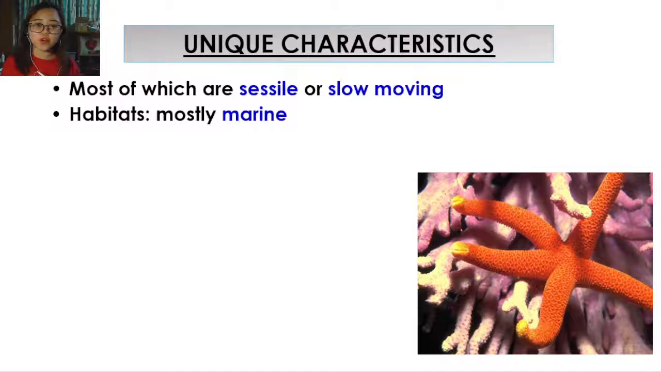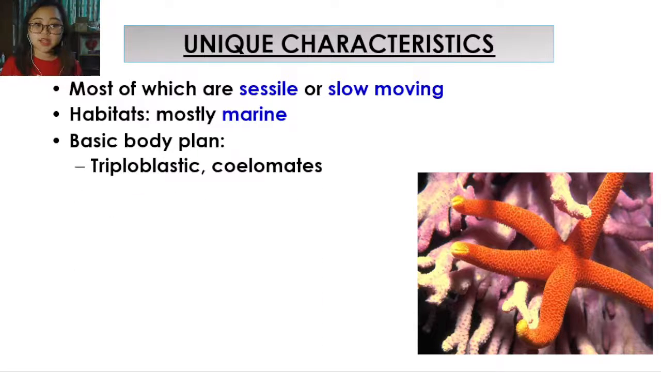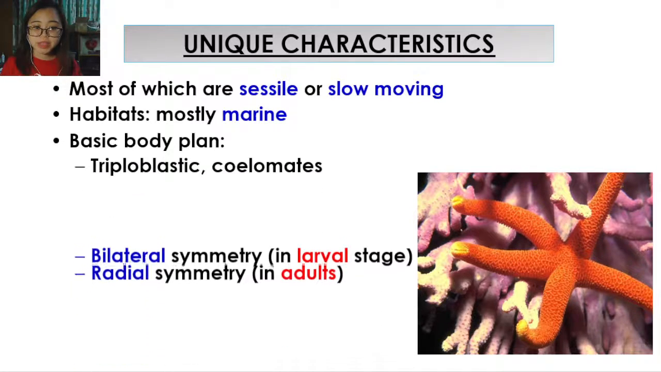Beginning, first of all, we talk about whether or not they are moving. So most of them are sessile or slow-moving organisms. So they either stay in one place or they move really slowly. And their habitats are usually marine environments. Their basic body plans are triploblastic, coelomate.